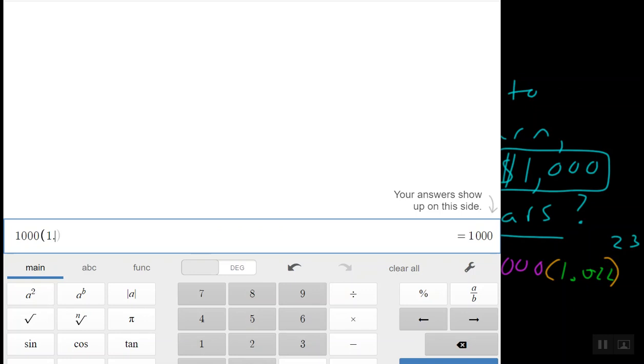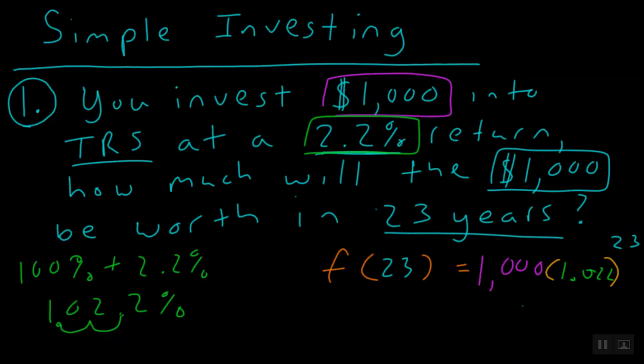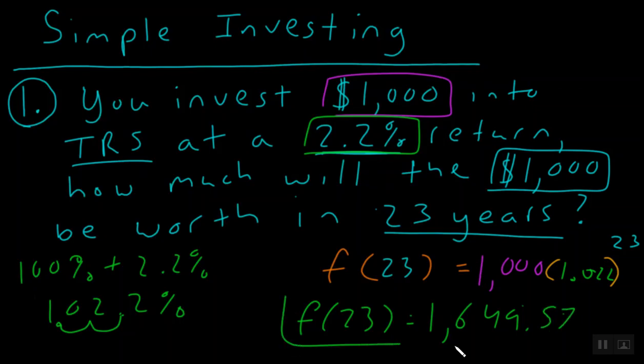Alright, so we type in 1,000, parentheses, 1.022, close parentheses, click A to the B, and we're going to see how much that's going to be worth 23 years from now. And the answer is it'll be worth $1,649 and 57 cents.